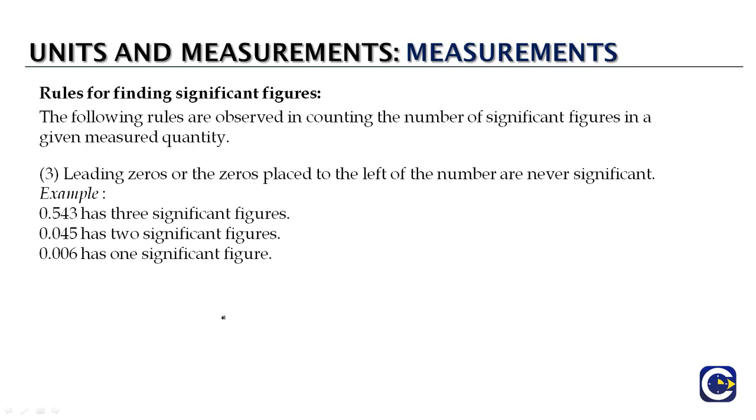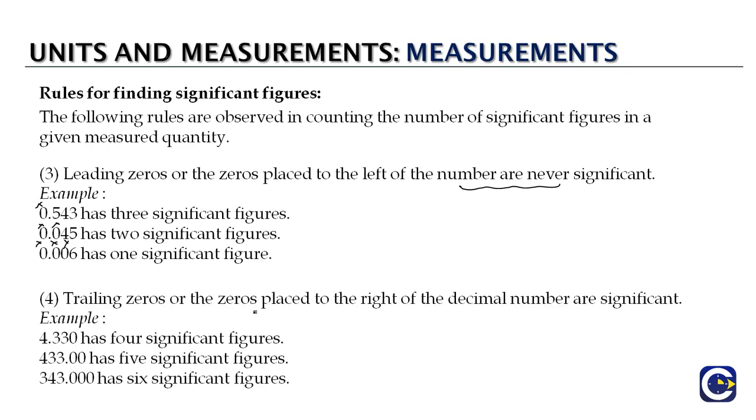Moving on to the next rule, if we have leading zeros which are placed to the left of the number. Now the zeros which are on the left of the number we call them as leading zeros, and the zeros on the right of the number we call them as trailing zeros. Leading zeros, which will be placed to the left of the number, are not considered as significant, so they will never be significant, which means in 0.543 this 0 will not be significant. In 0.045 both the zeros are not significant. In 0.006 all these three zeros are not significant. So whatever the number of zeros which are on the left side of the number, they will not be significant.